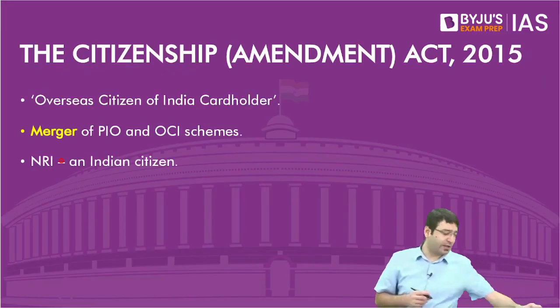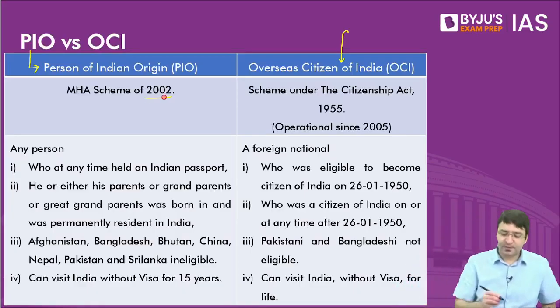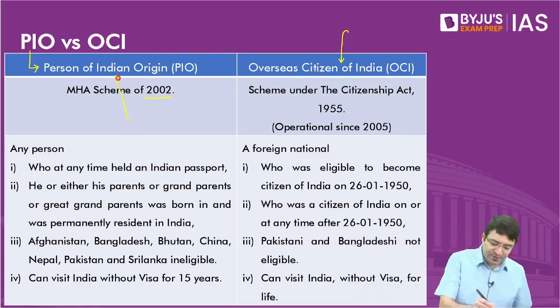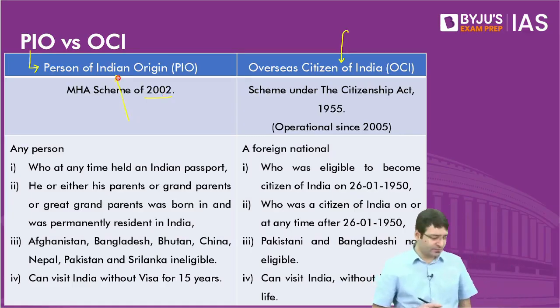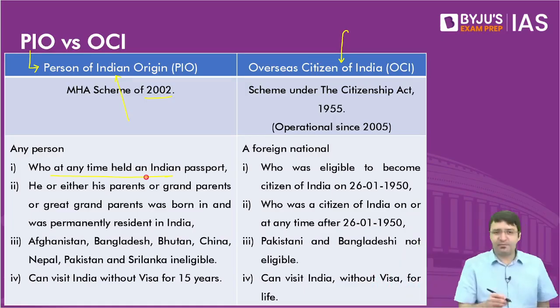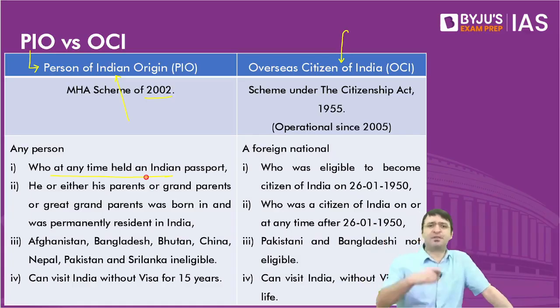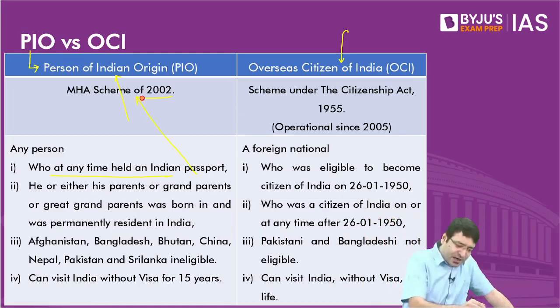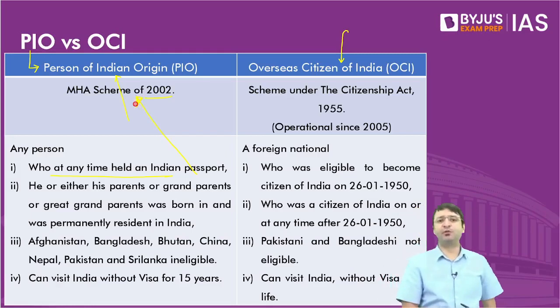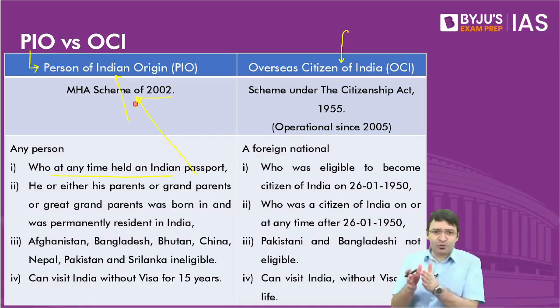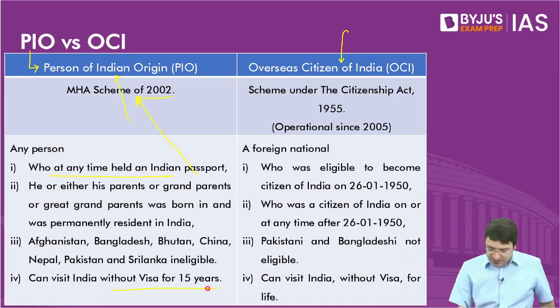PIO and OCI. The year was 2000 when the Ministry of Home Affairs decided to launch a scheme known as Person of Indian Origin. Who is a person of Indian origin? Any person who at any time held an Indian passport. That means I was once an Indian, I held an Indian passport, now I'm not a citizen of India, I am a citizen of the United Kingdom, the United States, or Germany. If I want, I can apply for this card under the PIO scheme. What will happen because of this? If I have the PIO card, I can come to India without any visa for 15 years.